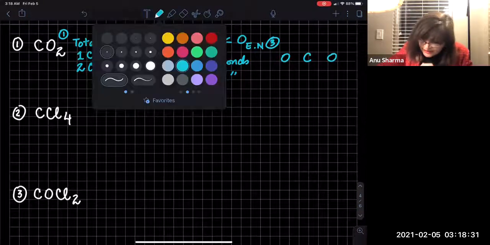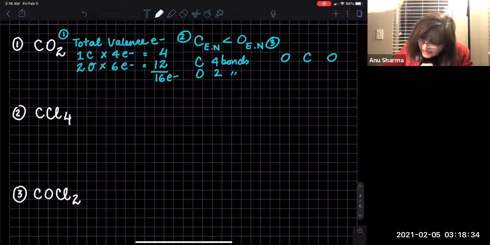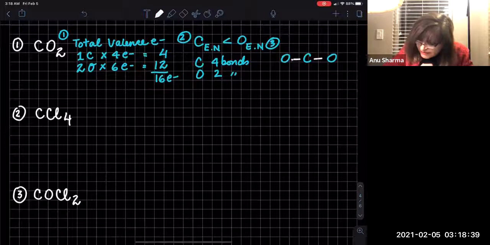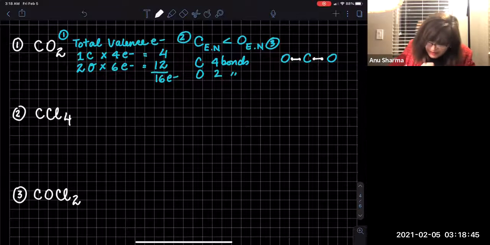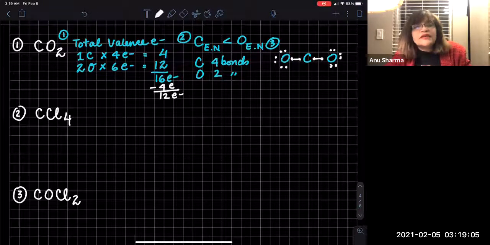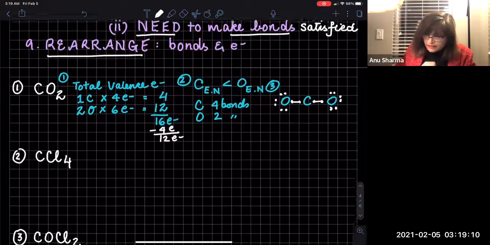Okay, now what are we doing next? Next you're going to connect them with the single bond. Remember, one single bond uses 2 electrons, so we have used 4 electrons. Now we go back and look at 16 minus 4. How many are left? 12 electrons are left. So what are we going to do? We're going to use those 12 electrons and place them on the outer atoms. 1, 2, 3, 4, 5, 6, 7, 8, 9, 10, 11, 12. All the 12 electrons have been used up. Now you're not going to bring anything from outside. Now you're coming back into this.